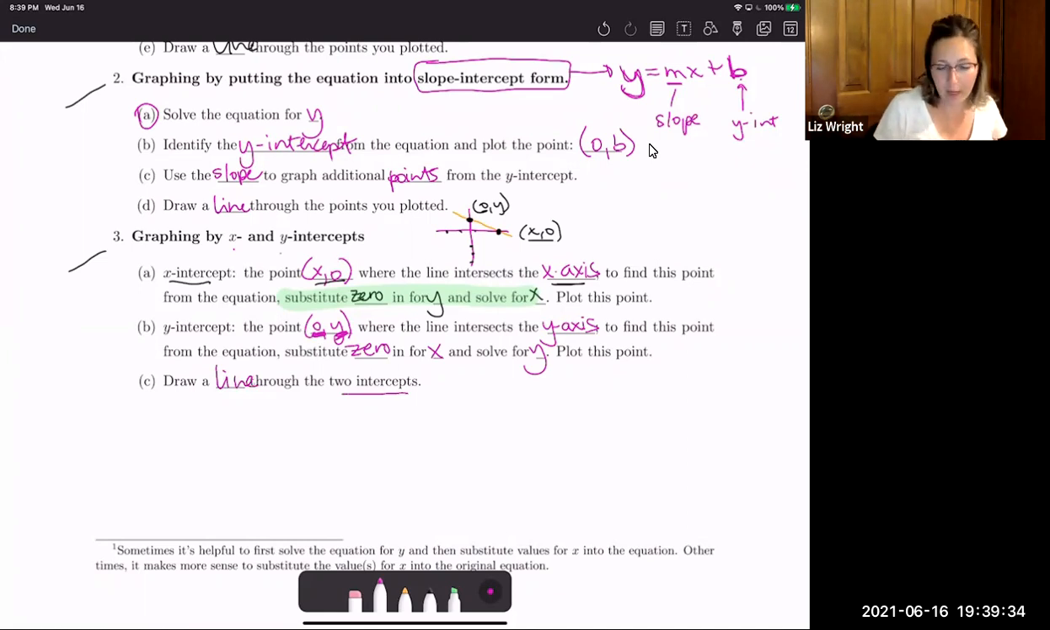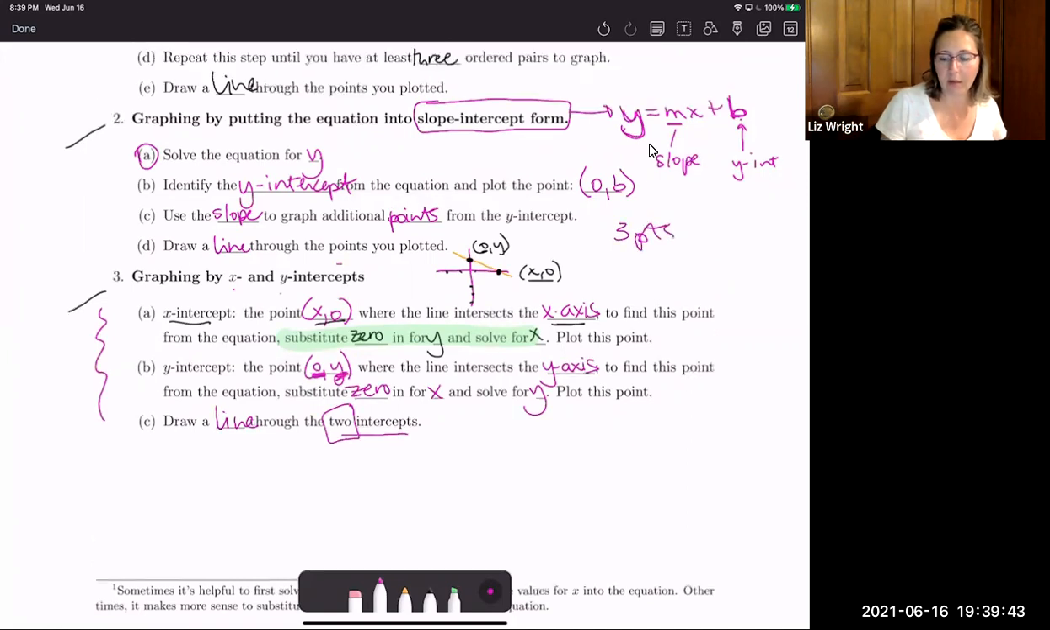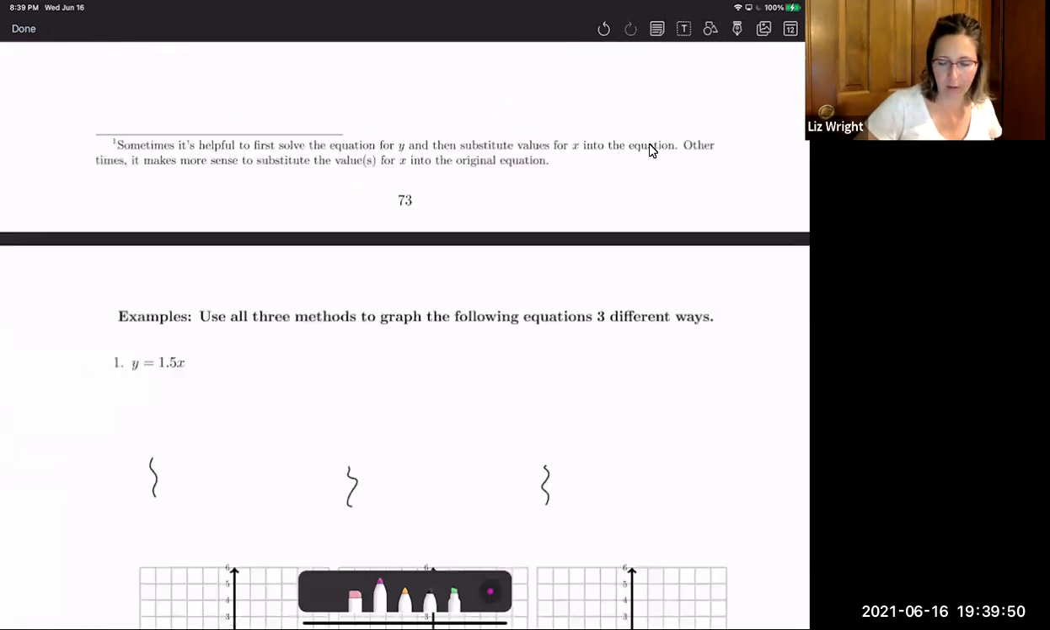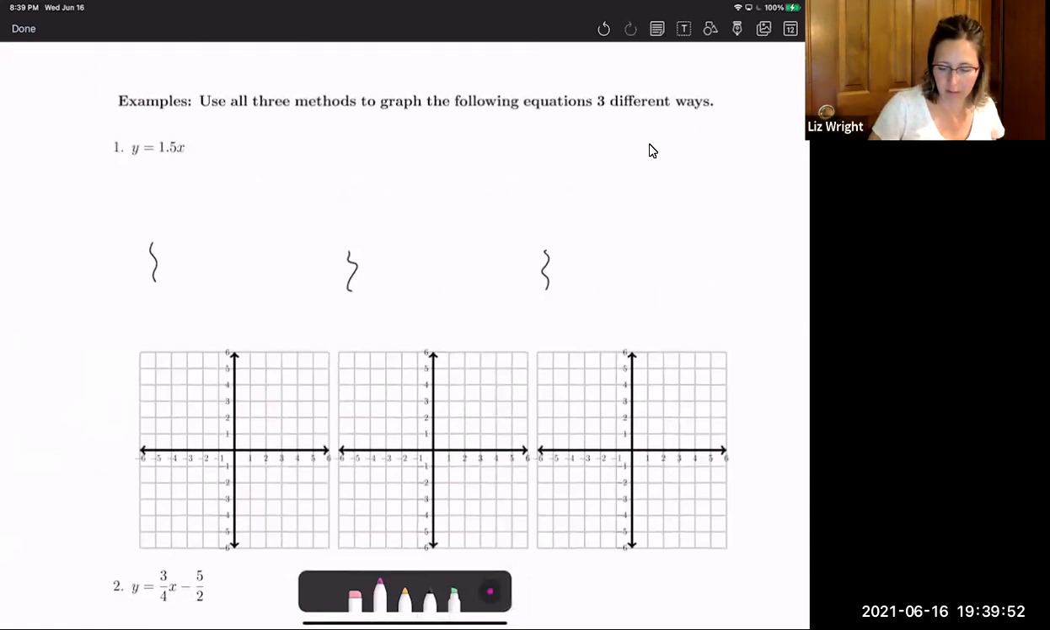So this is the one scenario where we're only going to come up with 2 points. The other ones we're coming up with 3 points. We should have 3 points for this one that we're going to graph, and we're also going to have 3 points for method 1 as well. All right. So let's look at these examples. And so method 1, again, is going to be us using the table. Method 2 is the equation, and 3 are the intercepts.